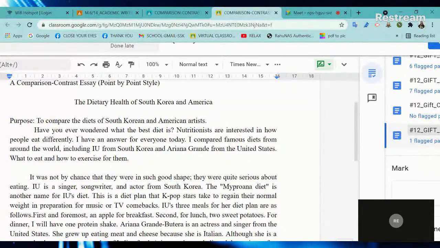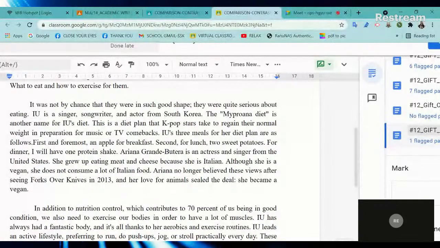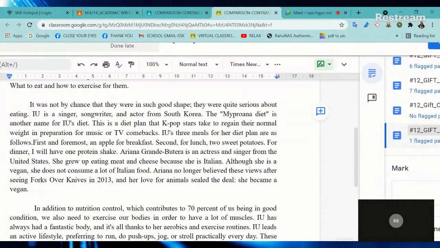It was not by chance that they were in such good shape. They were quite serious about eating. IU is a singer, songwriter, and actor from South Korea. The Macaroon diet is another name for IU's diet. This is a diet plan that K-pop stars follow to regain their normal weight in preparation for a music or TV comeback. The three meals in her diet plan are as follows. First and foremost, an apple for breakfast. Second, for lunch, two sweet potatoes. For dinner, she will have one protein shake.